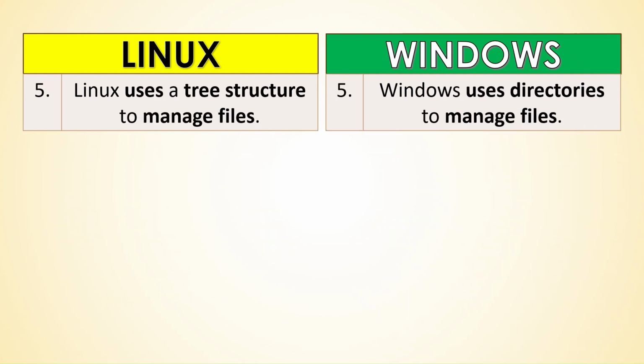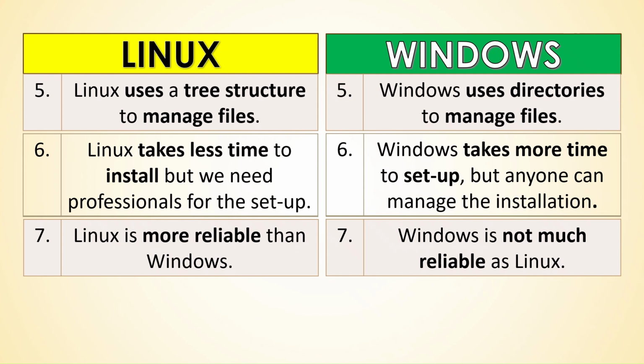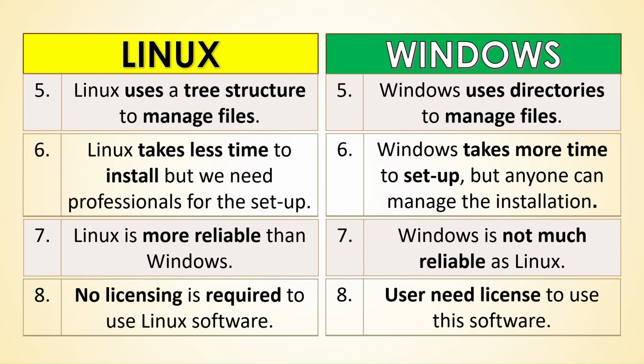Linux uses a tree structure to manage files. Windows uses directories to manage files. Linux takes less time to install, but we need professionals for the setup. Windows takes more time to set up, but anyone can manage the installation. Linux is more reliable than Windows. Windows is not as reliable as Linux. No licensing is required to use Linux software. Users need a license to use Windows software.